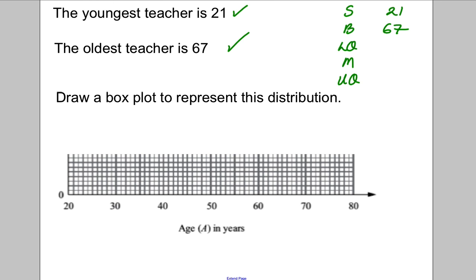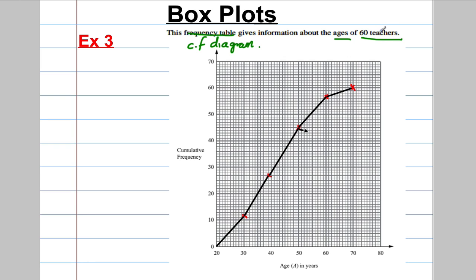We can get all of these from cumulative frequency. There are 60 teachers. The median happens at 30. So what we do is we'll draw a line across from 30 till it meets our cumulative frequency, read down, and we look like we get about 41. Each square along here is 1, each square here is 1. So 41 or 42 is the median.